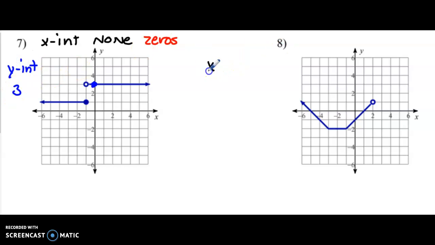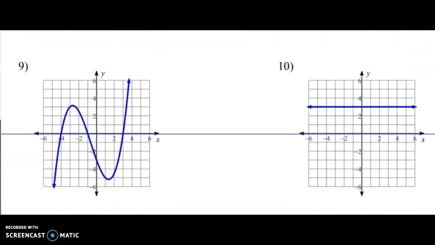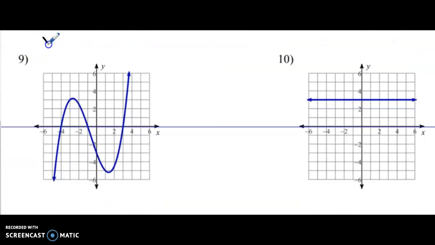For number 8, the x-intercept, there's one at -5 and +1. These are also the zeros. For the y-intercept, it crosses the y-axis at -1. For number 9, the x-intercept crosses the x-axis at -4, -1, and +3. Those are also the zeros.